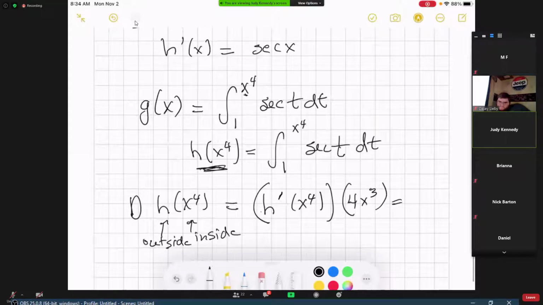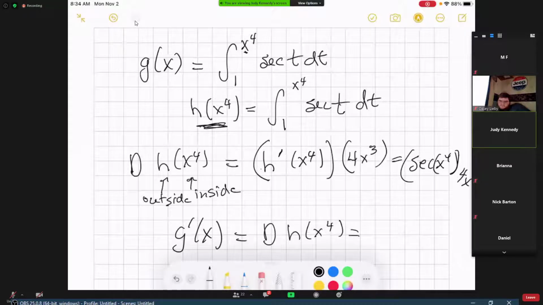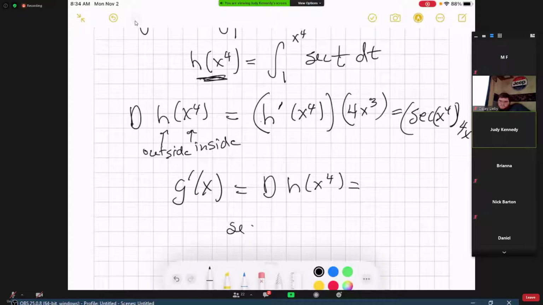H prime was just secant of x. Okay, so h prime, if you put x to the 4th in, secant of x to the 4th, and I didn't leave enough room, times 4x cubed. So g prime of x, which is the derivative of h of x to the 4th, is the secant of x to the 4th. And I'm going to put that 4x cubed out front. Okay. So here we're using the chain rule.